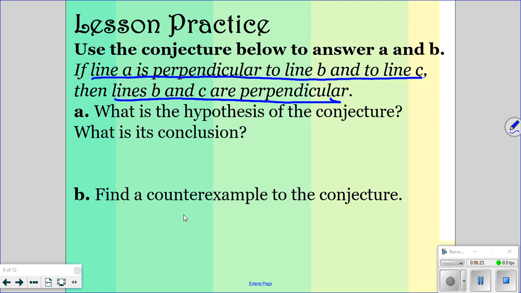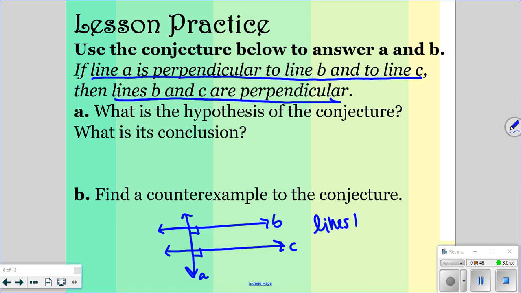So if line A is perpendicular to line B, so this is line A, and this is line C, it says they are both perpendicular, then lines B and C are perpendicular. What does that diagram actually show? Lines B and C are parallel. So that would be your answer for that practice problem.